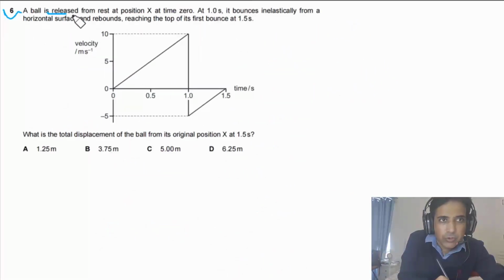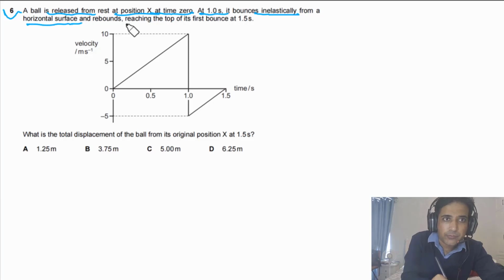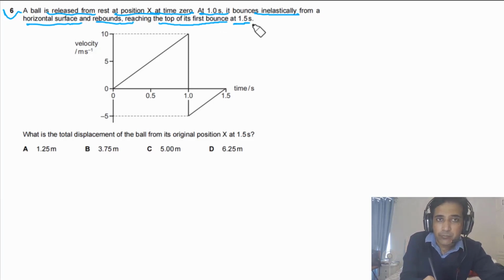Question 6 says a ball is released from rest at position X at time 0. At 1.0 seconds, it bounces inelastically from a horizontal surface and rebounds, reaching the top of its first bounce at 1.5 seconds. What is the total displacement of the ball from its original position X at 1.5 seconds?